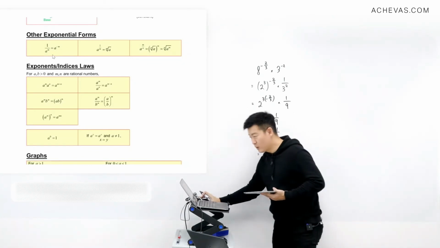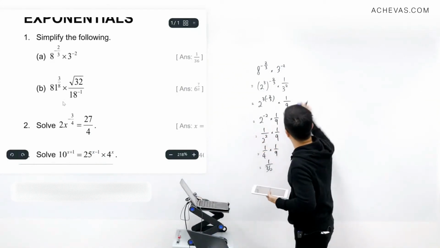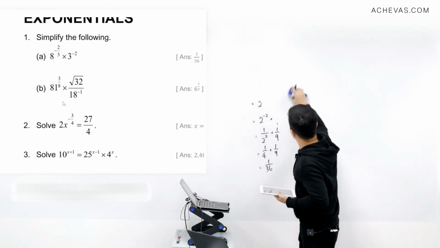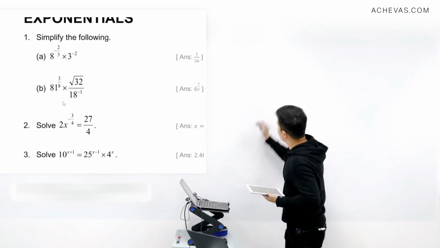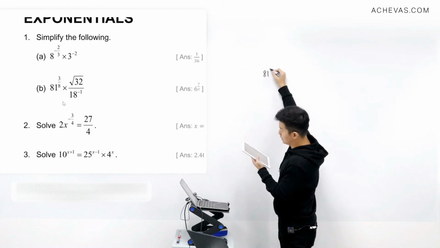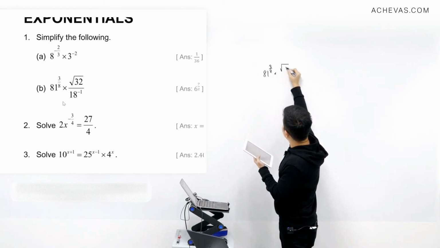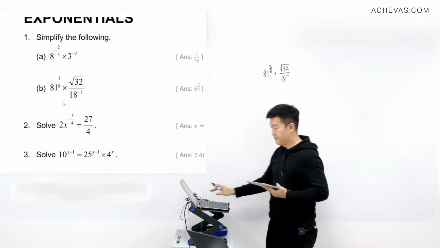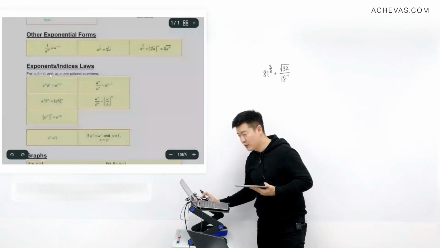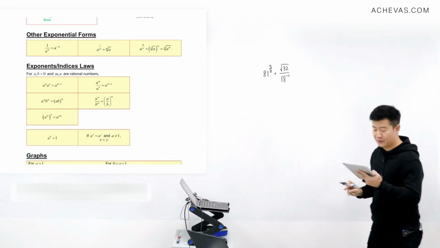Let's look at another one. Let's take a look at this. We have 81 to the power of 3 over 8 times the square root of 32 divided by 18 to the power of minus 1. Okay, we're going to try to make use of what we have just talked about again. Let's see how we can manipulate and simplify this.